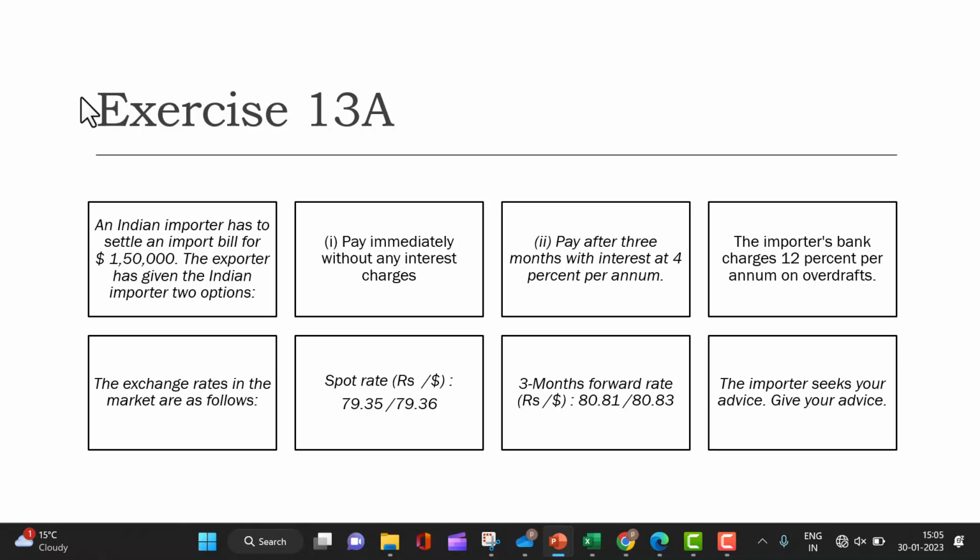So first, try to do it for the first case: pay immediately without interest. So what is the amount? Anybody got it? Have you got the amount?